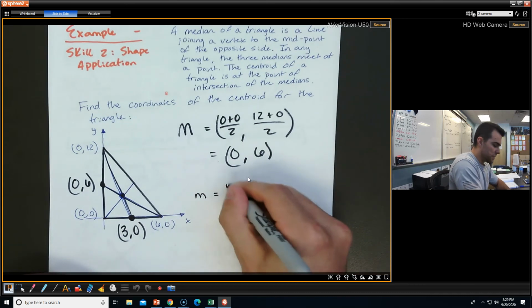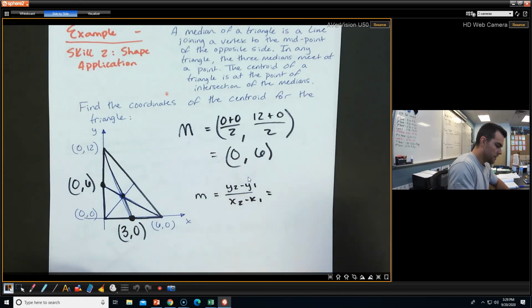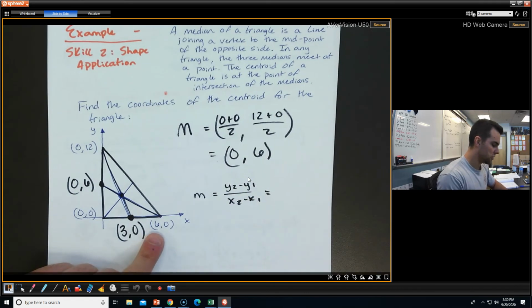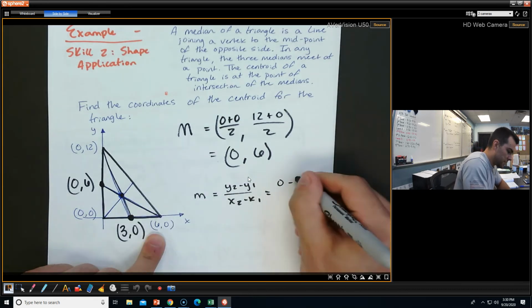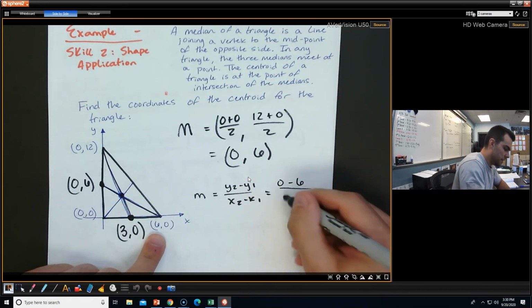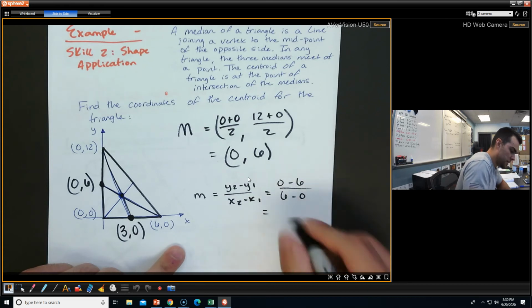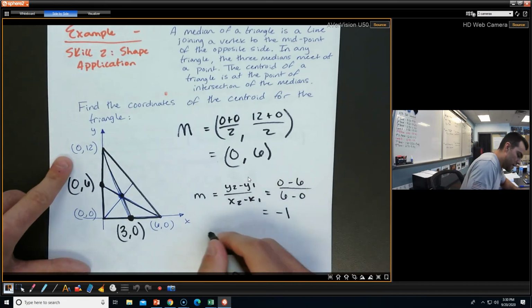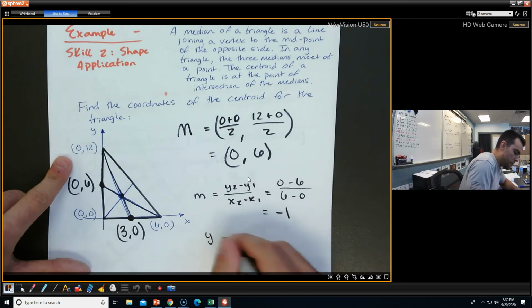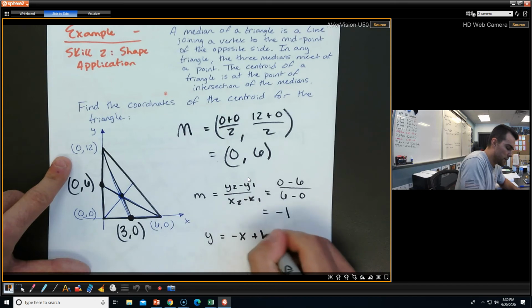So the slope is your y2 minus y1 over x2 minus x1. So I'm going to call this my x2, y2. So this is going to be 0 minus 6 on top, and this is going to be 6 minus 0 here. So then we end up getting -6 over 6, which is just -1. And so now we have, for our equation, y equals -1x, or -x plus b.